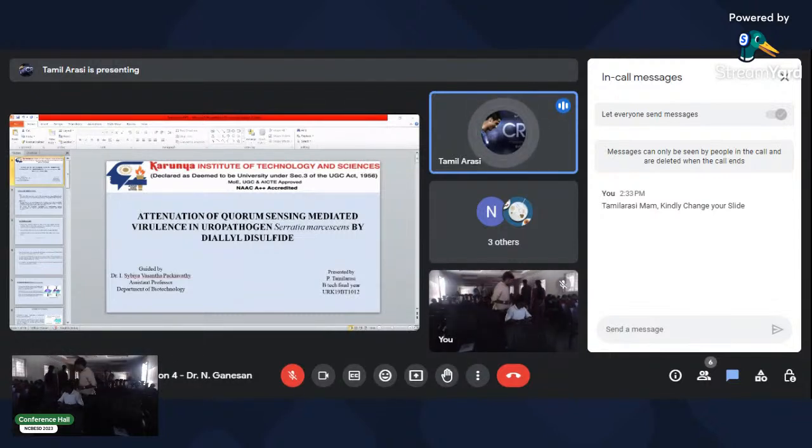So this is the major problem in Serratia marcescens because it is a multi-drug resistant bacterium. So there is a need for an alternative. If antibiotics don't work, we have to go for another way, that is naturally derived compounds, which I have taken as garlic. So here in this picture, I can clearly explain to you how.